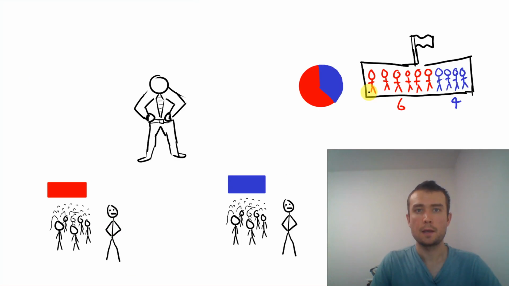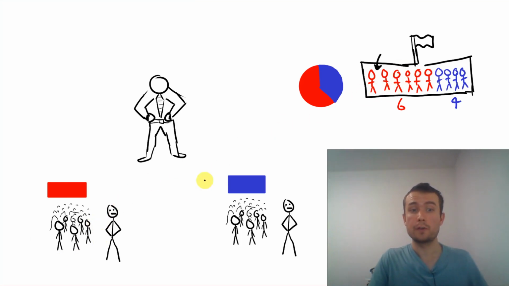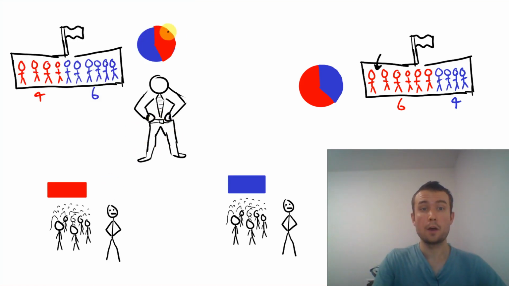Leader. If most of the people inside Parliament belong to the Red Party, they choose the leader of the Red Party to become Prime Minister. If most of the people inside Parliament belong to the Blue Party, they choose the leader of the Blue Party to become Prime Minister.